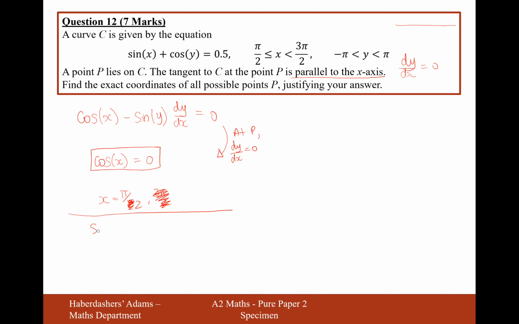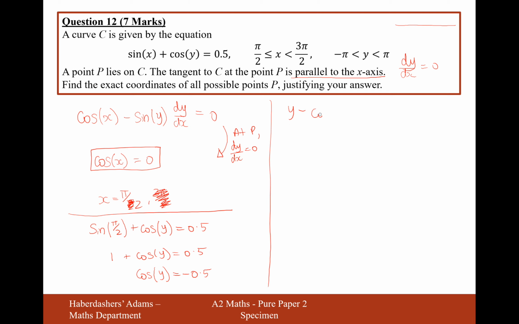So substituting into the original equation, sin pi by 2 plus cos y equals 0.5. Sine of pi by 2 is 1, so it's going to be 1 plus cos y equals 0.5. Take away the 1 onto the other side, you get cos y equals minus 0.5. So let's now grab our calculators.